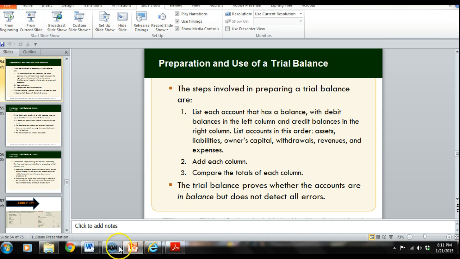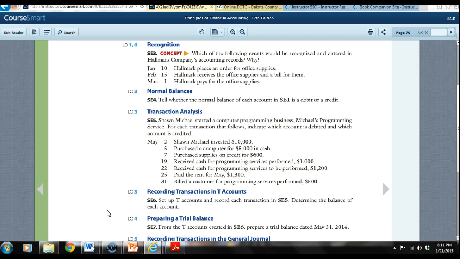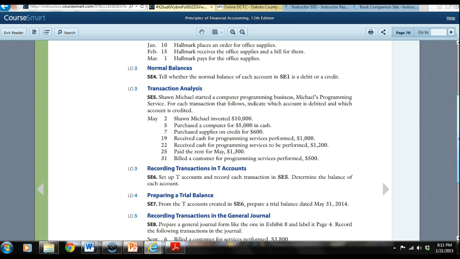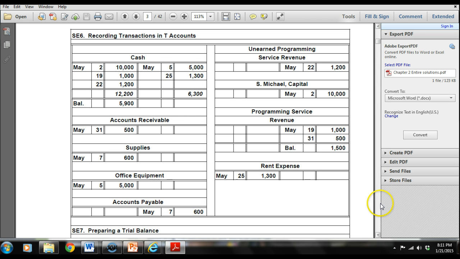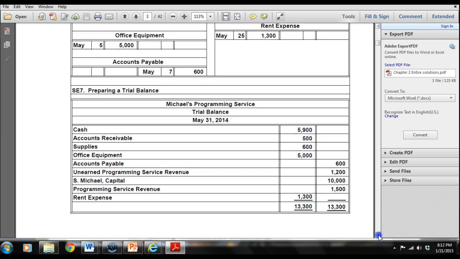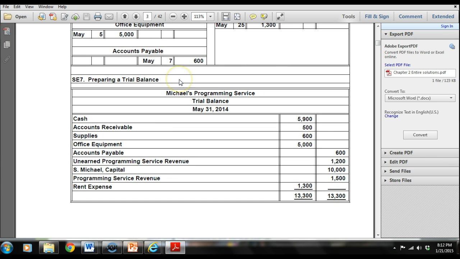We're going to go back to the book, and on SE7, if you go to SE7, we are now going to create a trial balance. Do you see it says here, from the T accounts created in SE6, we're going to prepare a trial balance. So basically, you're going to look at that worksheet I gave you. The most important thing you do is the title. You start by, at the top, putting in Michael's Programming Service.